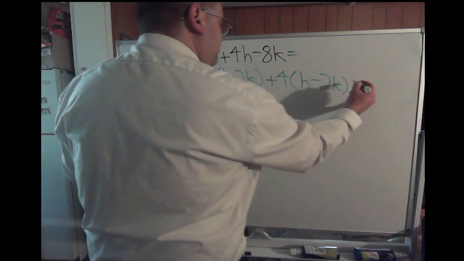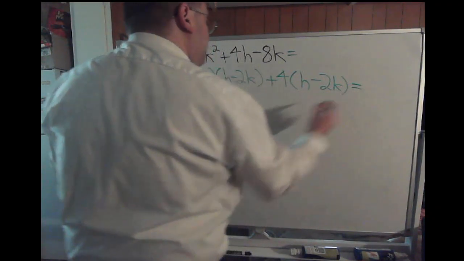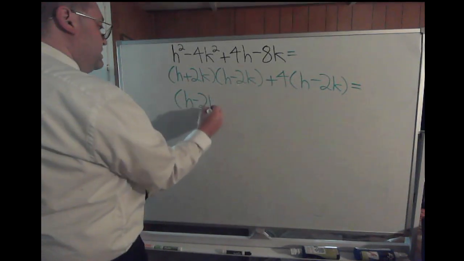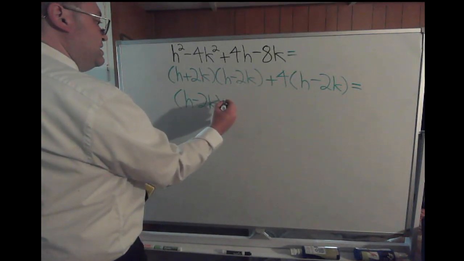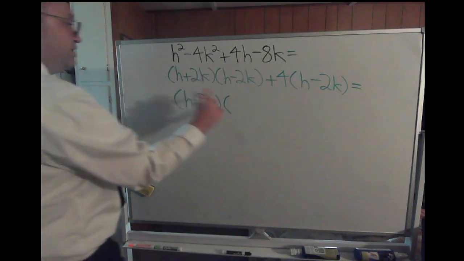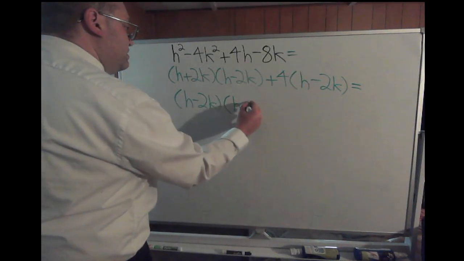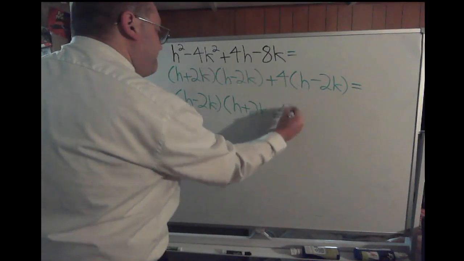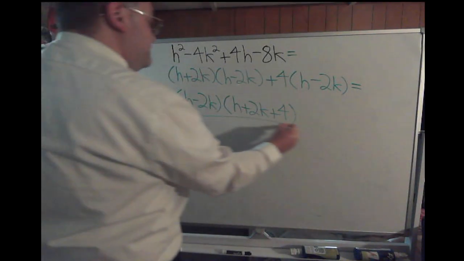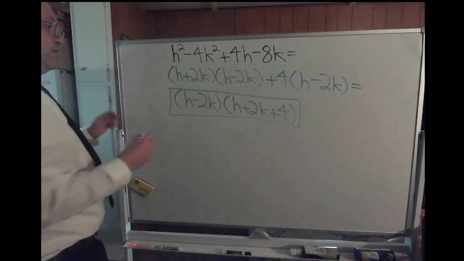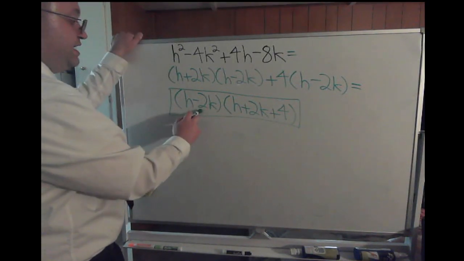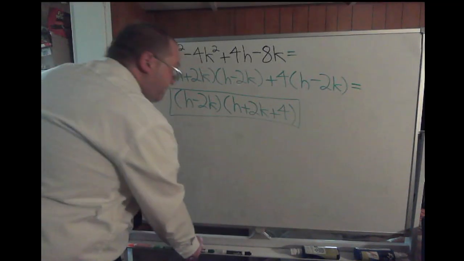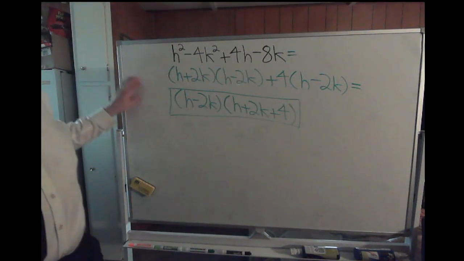Well, let's go ahead and factor out your common h minus 2k. If you do that, you have the quantity left over of h plus 2k, then you just have the plus 4. So the factorization of this is going to be the quantity of h minus 2k times the quantity of h plus 2k plus 4. So that's been it by factoring by grouping.